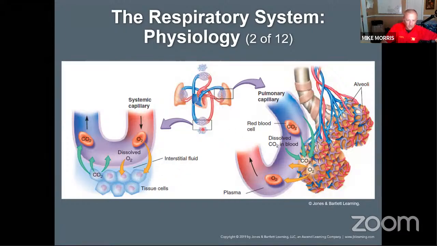So here we are diffusing here at the body cellular, right? And then we have the actual diffusion of O2 and CO2 in the lungs.